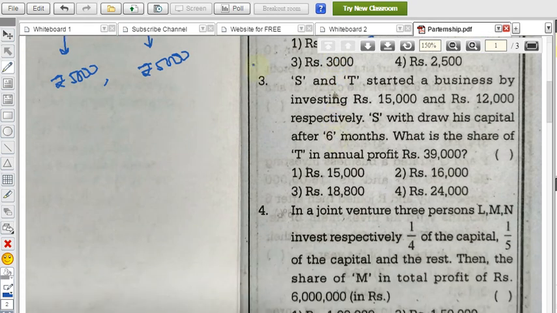Let us see one more. S and T started a business by investing 15,000 and 20,000 respectively. S withdrew his capital after 6 months. What is the share of T in the annual profit? So annual profit you need to find out now. Annual profit means your time period is 12 months for everybody. So for 12 months you have to calculate. But S withdrew his capital after 6 months, so his time period is only 6 months, because only for 6 months was his amount in the business.